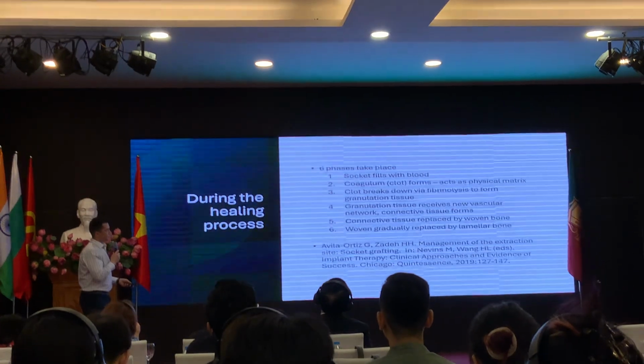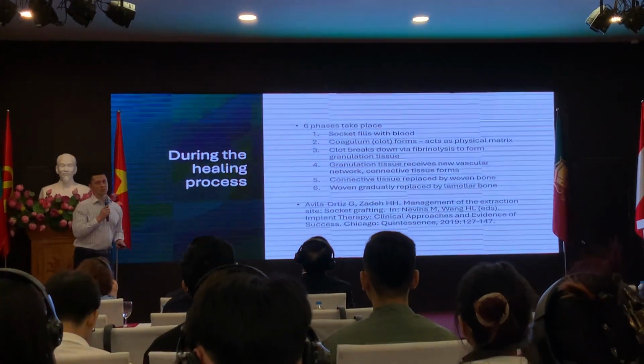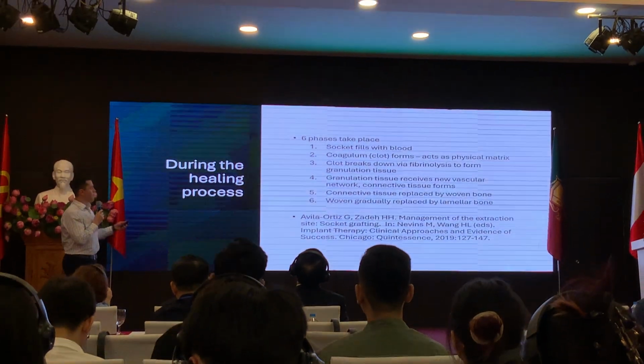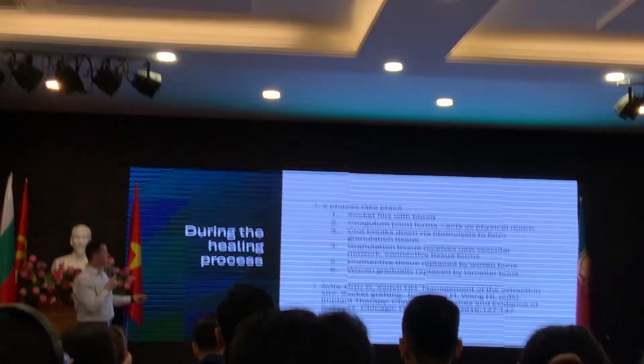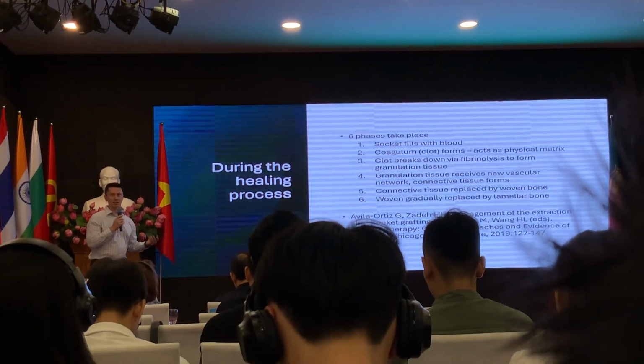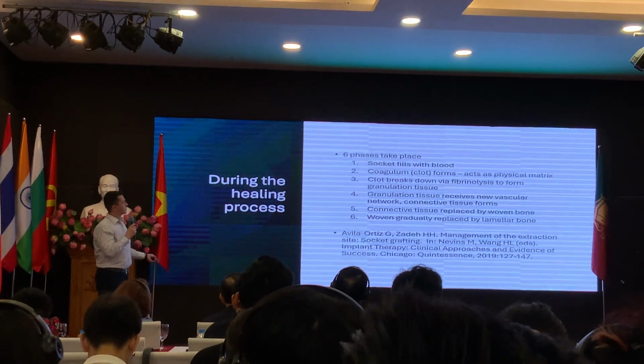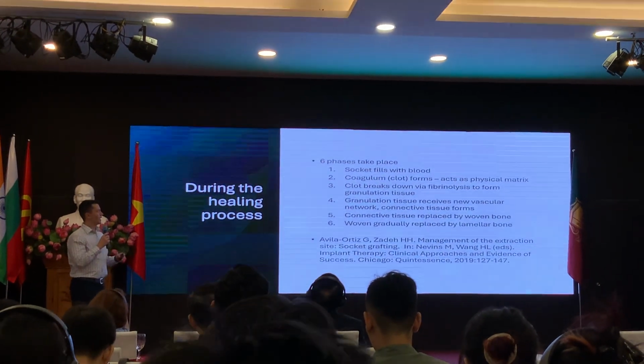So back to basics of healing. We have 6 phases to consider when a tooth is extracted. First, obviously, we know there's going to be socket filling with blood. Then a clot forms, which forms a matrix.